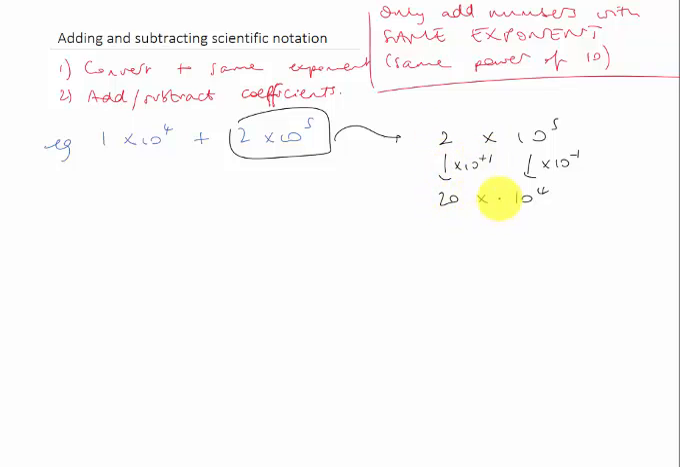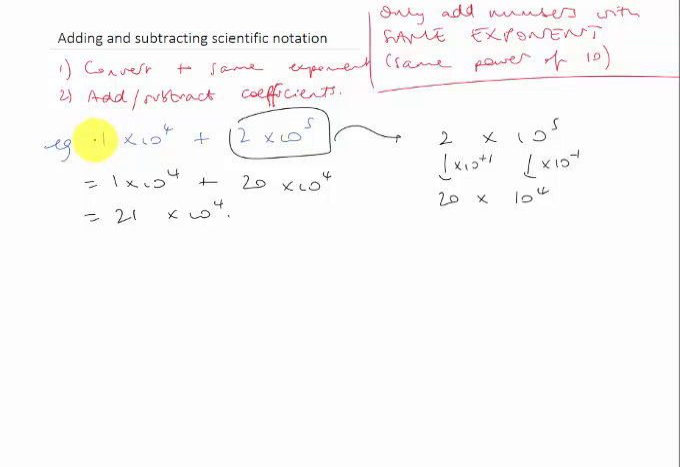So that gives us 20 times 10 to the 4 is the same as 2 times 10 to the 5. Look at the previous video if you don't get that. So that is the same as saying, therefore, that 1 times 10 to the 4 plus 20 times 10 to the 4. So we just add the coefficients together, so that gives us 21 times 10 to the 4.